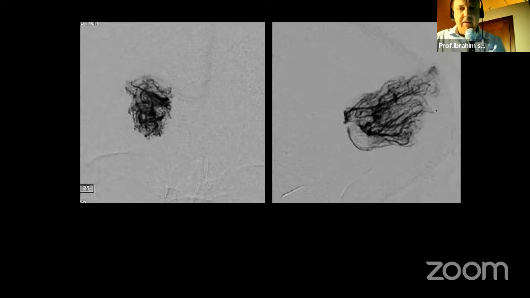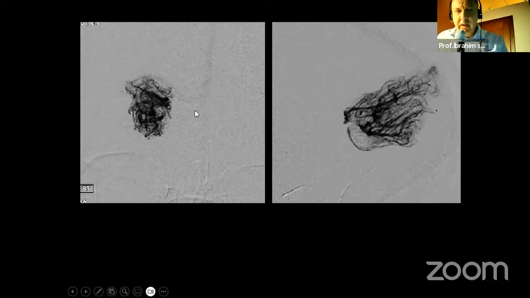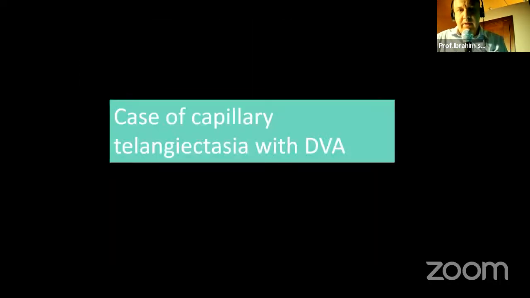suggestive of DVA. In this case, to confirm this, we did selective injection because we were intending to treat this patient. And in fact, we treated this patient with embolization. And this is, you can see the microcatheter here. We went through the anterior cerebral artery and we injected into this malformation. And what it shows here is that there is an early venous filling. So this is typical of capillary with DVA that has been treated.